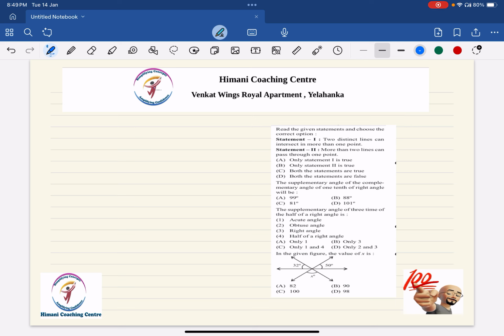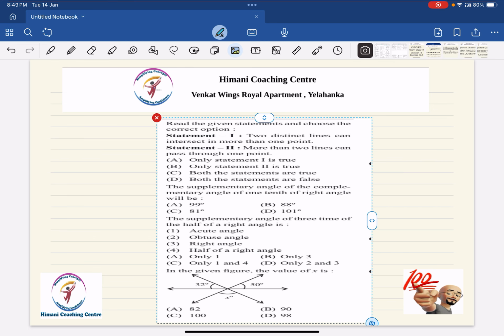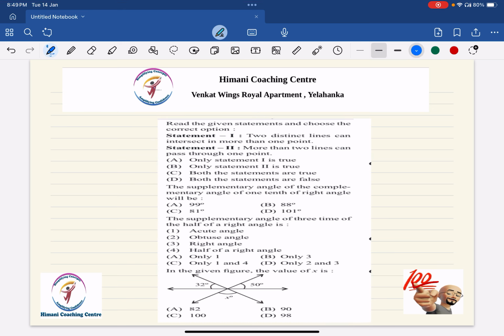Now let us move to the next question. It's a statement question. It says, read the statements and choose the correct option. Let me try magnifying it. So the question is, two distinct lines can intersect in more than one point. Students, you can actually draw two lines. Can they ever intersect at more than one point? No.